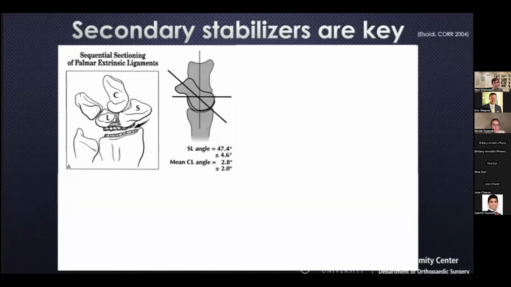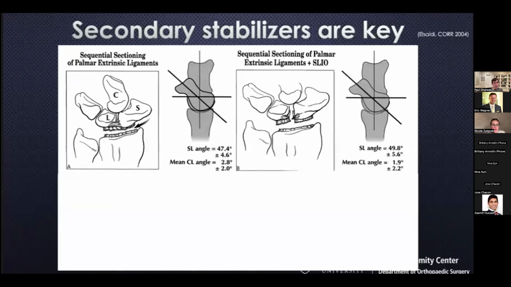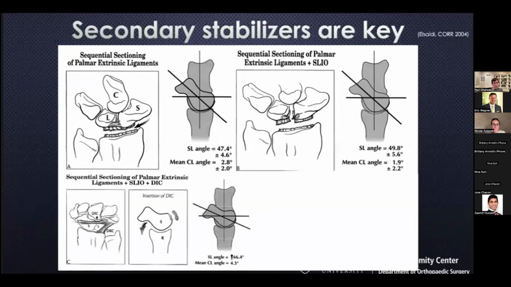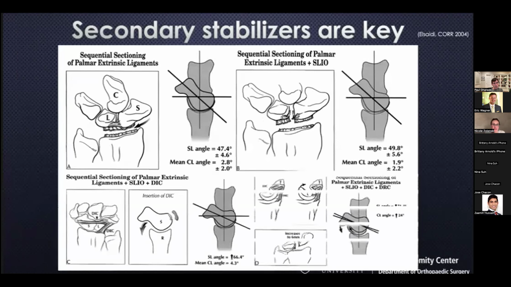Where they sectioned the palmar extrinsic ligaments and found no increase in SL angle. Then they sectioned the palmar extrinsic ligaments as well as the interosseous SL and also found no increase in the SL angle. But when they started sectioning the secondary stabilizers, the DIC and the DRC, they saw basically DISI. So they found an increase in the SL angle. And I think that's something I honestly didn't even know as a resident, that what they're saying is if you just cut the SL, nothing happens. So you have to have some other injury to the secondary stabilizers to cause a carpal collapse, at least acutely.